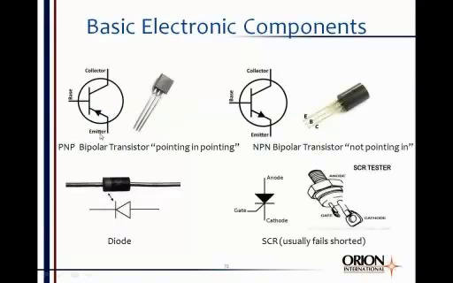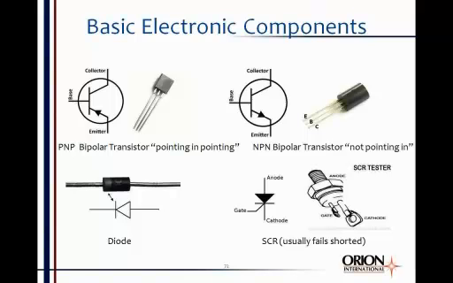The first thing I want to do is just look at a few of the components that are used in electronic circuits. In the upper left-hand corner, you see what's called a bipolar transistor. It consists of three leads: an emitter, a base, and a collector. The one on the upper left is called a PNP bipolar transistor. The way I remember PNP is pointing in: the arrow on the emitter is pointing in toward the base. So that's a PNP bipolar transistor. It consists of collector, base, and emitter, and the arrow is pointing in. Okay, so that's a PNP.